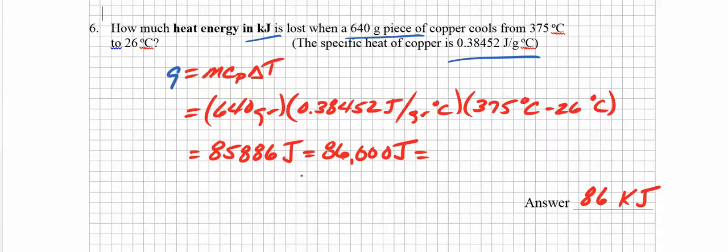85,886 joules is equal to, let's get the right number of significant digits. I want only 2. So the 8 will kick this 5 up. I'm going to have 86,000 joules. I'm being asked for my answer in kilojoules. I'm going to divide that number, remember, by 1,000. That gives me 86 kilojoules. That's my final answer. That'll do it for this worksheet.